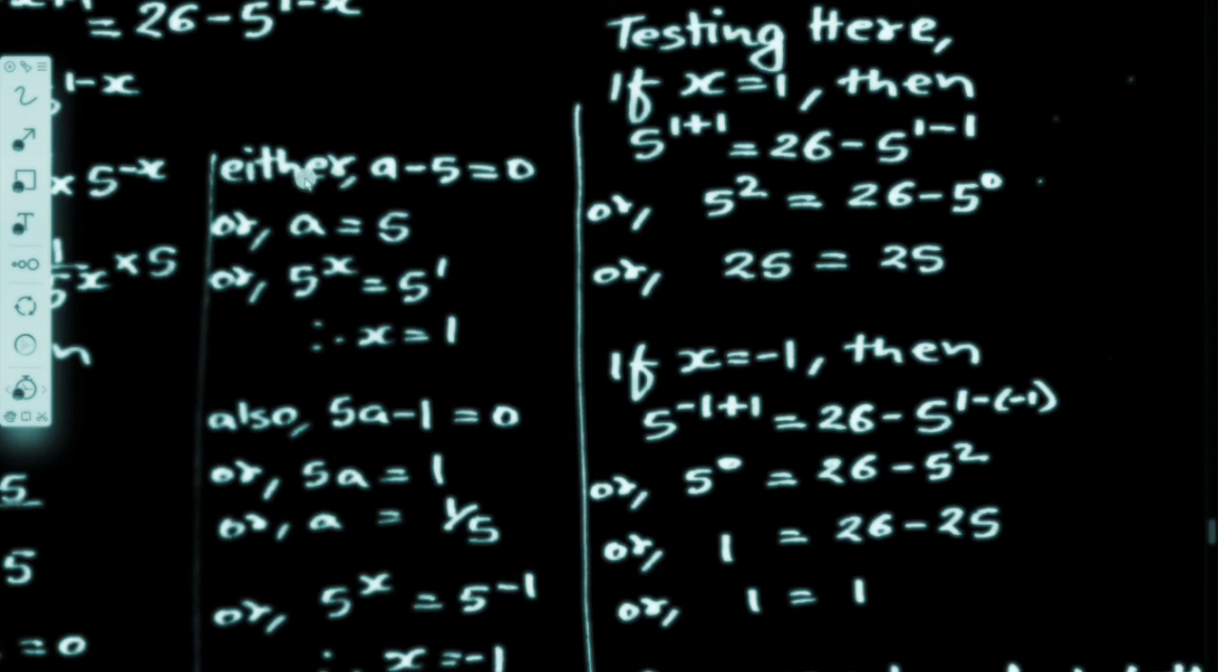From the first factor, a minus 5 equals 0, or a equal 5. A equal 5 or 5 power x. Now replace a with 5 power x. So 5 power x equal 5 power 1. This is same, therefore x equal 1. Also 5a minus 1 equals 0, or 5a equal 1, or a equal 1 upon 5. Now replace a with 5 power x. 5 power x equal 5 power minus 1. Therefore, if the base is same, x equal minus 1. In this way, we get two answers: x equal 1 is our first value and x equal minus 1 is our second value.